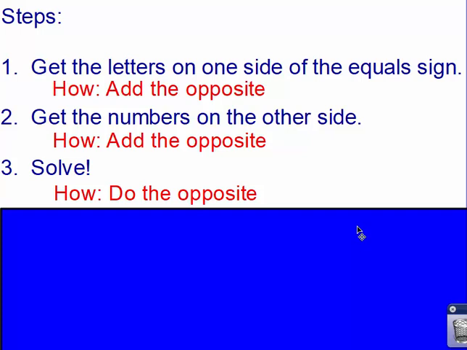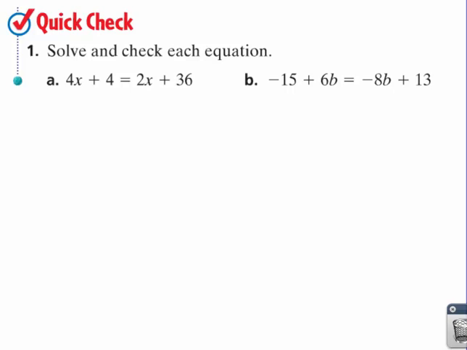So what I'd like to do is work a few problems that model what I want us to do. So here are two questions that I want us to look at. You'll notice that in both of them, they have variables on both sides of the equal sign. So our job is still to find out what the value of that letter happens to be. So let's take a look at this first one. So we've got 4x plus 4 is equal to 2x plus 36.